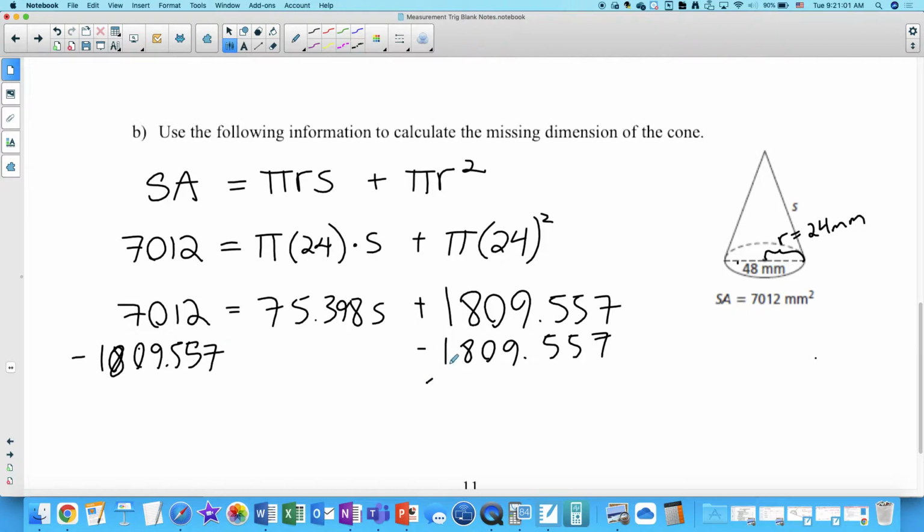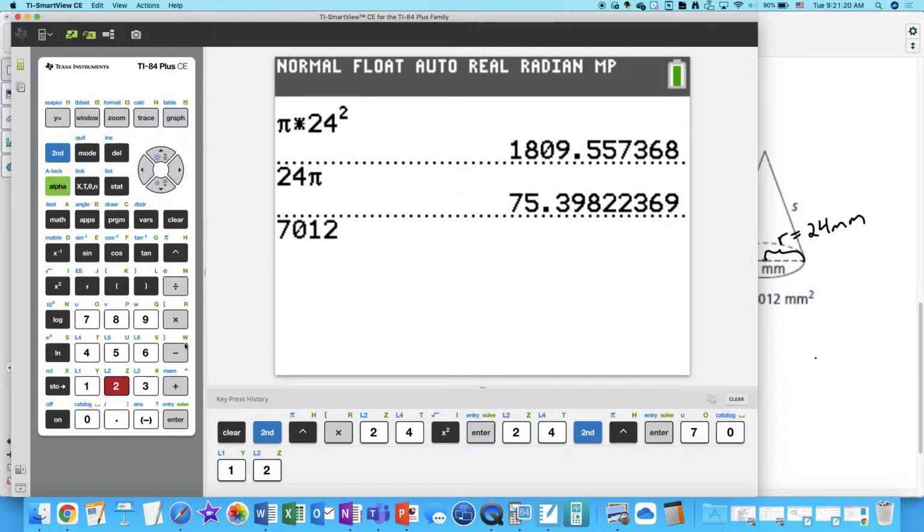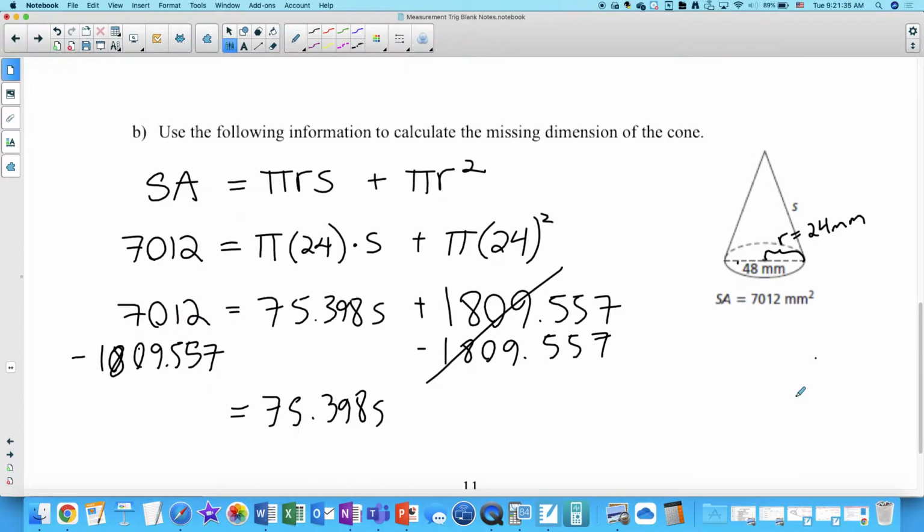That will give us 7,012 minus 1,809.557, which is 5,202.443. I have such a bad memory. 5,202.443. And then what?